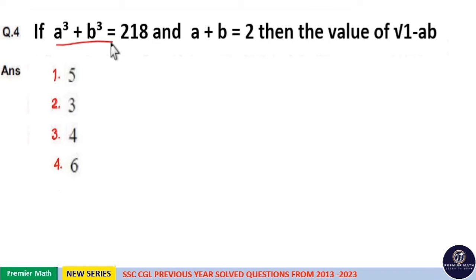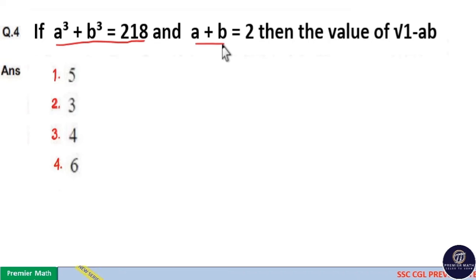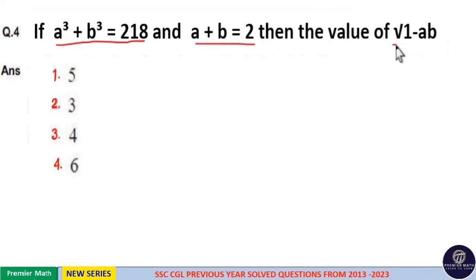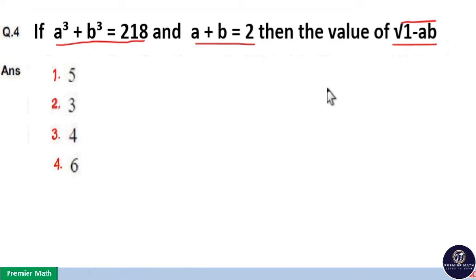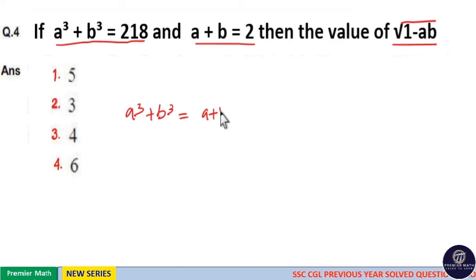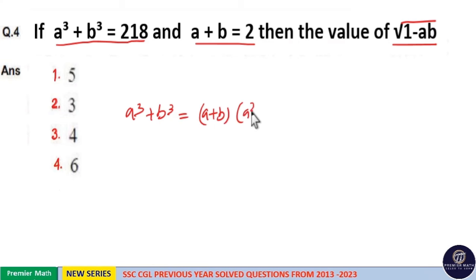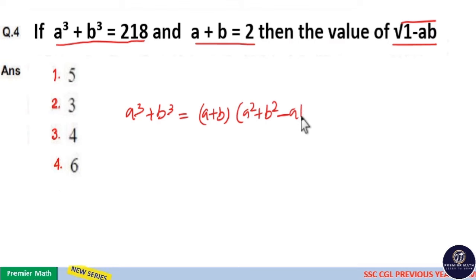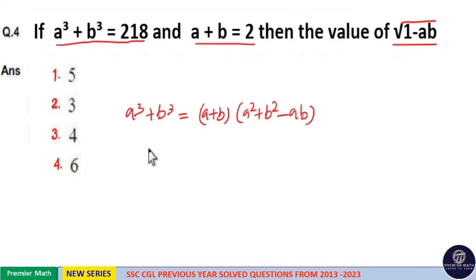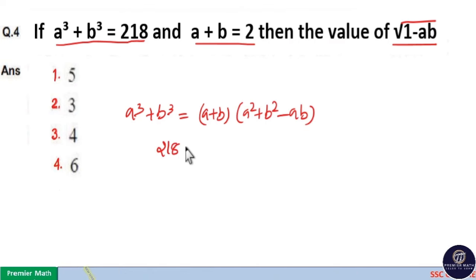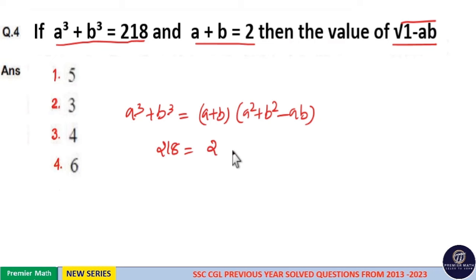If a cube plus b cube is 218 and a plus b equal to 2, then the value of root of 1 minus ab equal to. Here a cube plus b cube is equal to a plus b into a square plus b square minus ab. Now a cube plus b cube is 218 and a plus b is 2.